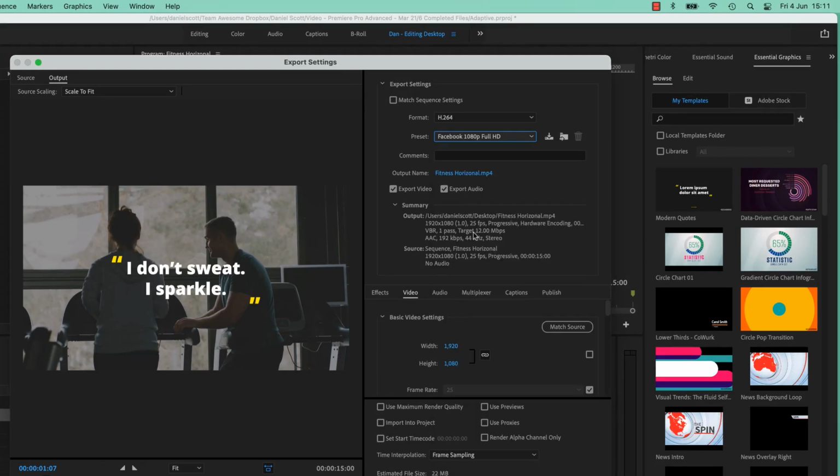And it's saying that, oh, look, it's 12 megabytes per second, not 10. Dan, what are you saying? It doesn't really matter. It's close enough. But that's what they've said is a suggested target.